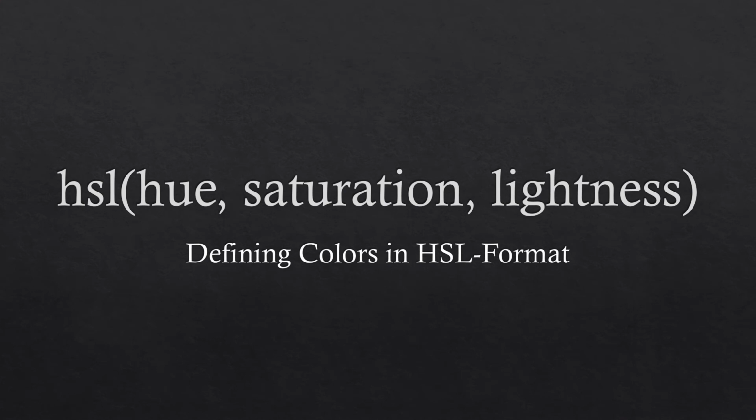Next, we can also define colors in the HSL format. Here, colors are defined by 3 values for hue, saturation and lightness. To define such colors, the letters HSL are written followed by brackets that contain the 3 values. The order of these values is the same as in the format's name. We start with hue, followed by saturation and have lightness as last.